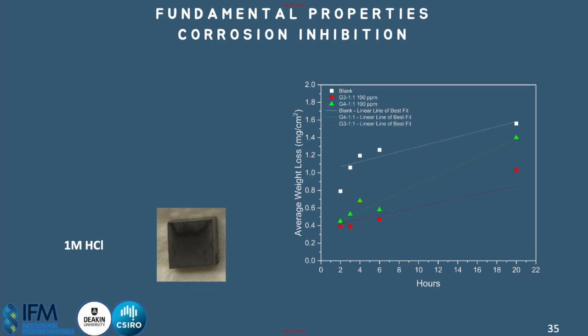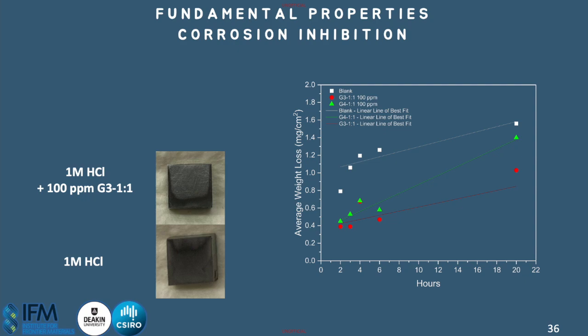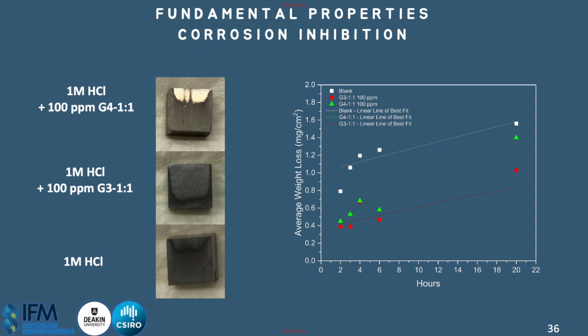So this data really showed great macro level properties of the Solvate Ionic liquids as corrosion inhibitors, even at very low concentrations. 100 ppm was literally a drop of the ionic liquid in the volumetric flask of 1 molar HCl solution, and you can see here the area where the stainless steel sample was not corroded, where it remained pristine, was greater in the G3 sample than the G4 sample.